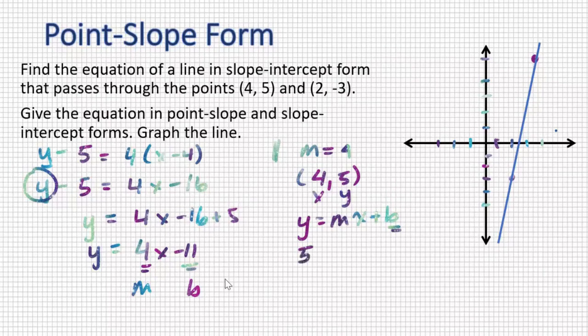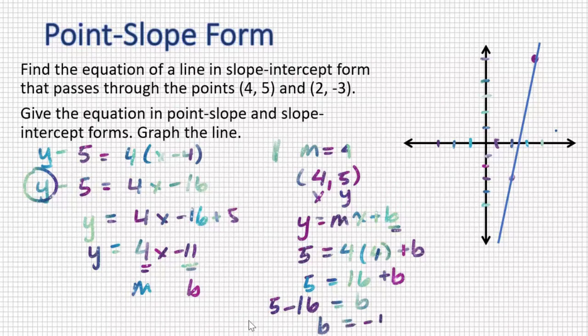So I'll substitute in 5 for y. I could use either point here. 4 for the slope, of course, and 4 for the value of x. And I'll solve for b. If 5 is equal to 16 plus b, moving 16 over to the left by subtracting 16 from both sides gives me 5 minus 16 is equal to b. And finally, b is equal to negative 11.